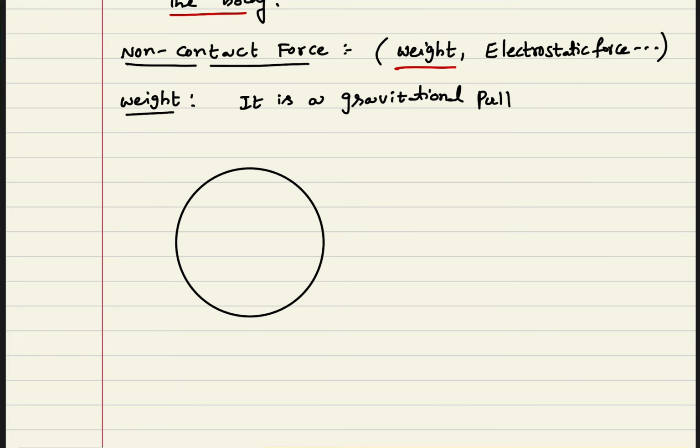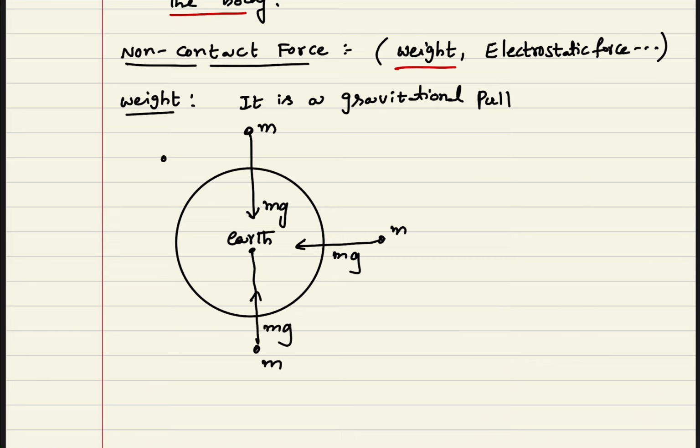How does this gravitational pull act? Let us consider there is an earth, and this is the center of the earth. If any object of mass m is kept here, the weight of the body will always act towards the center of the earth. Everywhere I place the object of mass m, the weight, that is mg, will act in the downward direction.